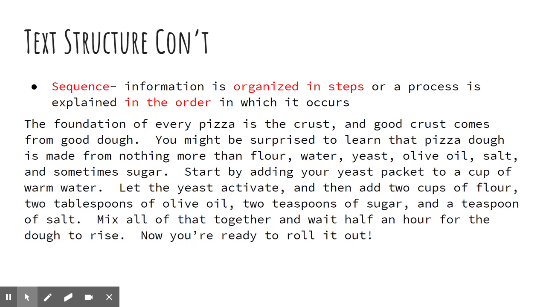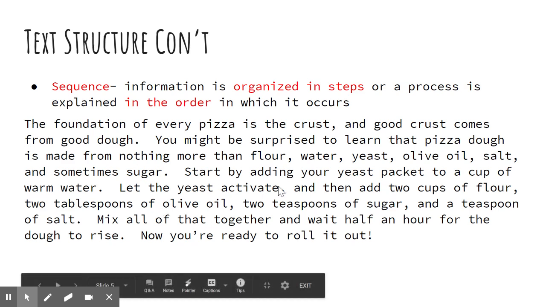Okay, so it's telling you first you add the yeast to the warm water, then you let it activate, then you mix in the flour, then the olive oil, the sugar, and the salt. Then you mix it all together, wait for a half hour, and let the dough rise. Okay, so it's telling you the things that need to happen in the order in which they happen.